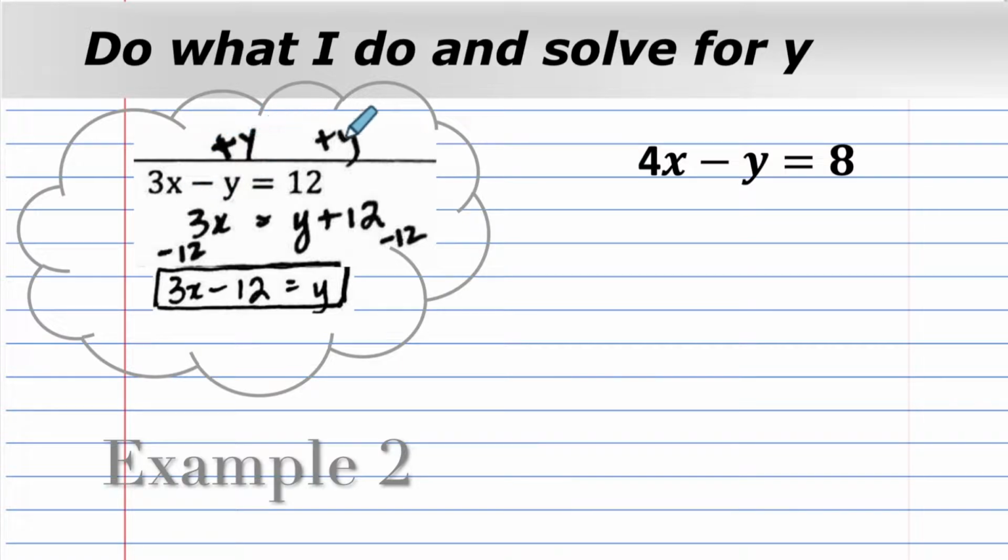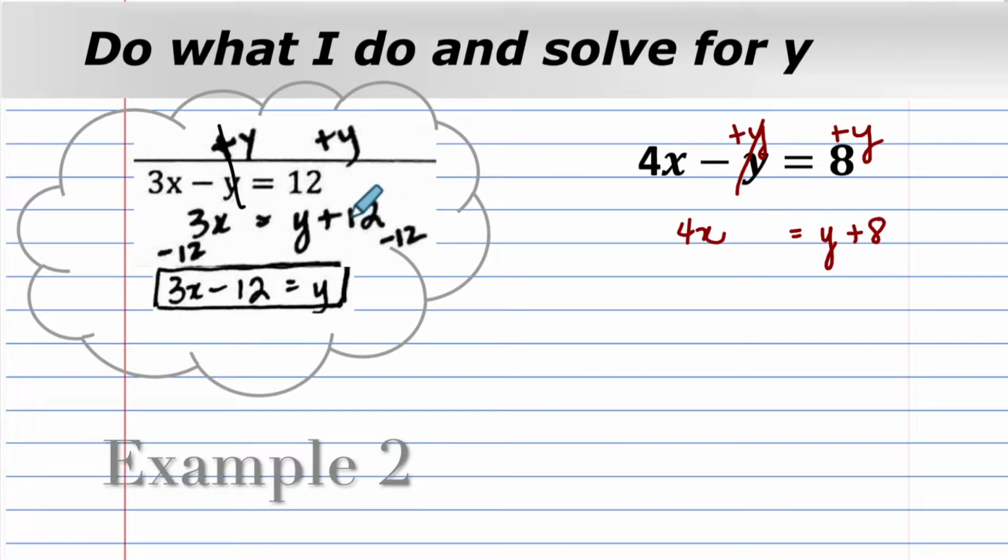All right, my work, let's see what I did. Oh, I decided to add y to both sides, because if I added y to both sides, I'd get 3x by itself and y would be positive. So let's try that method with a new example. We will add y to both sides. 4x, there's a 0 pair, equals y plus 8.